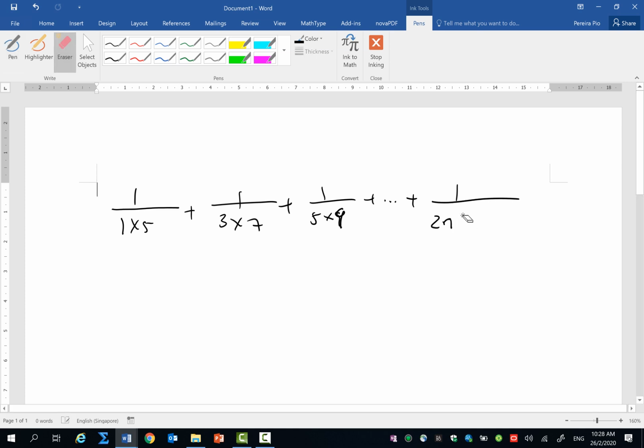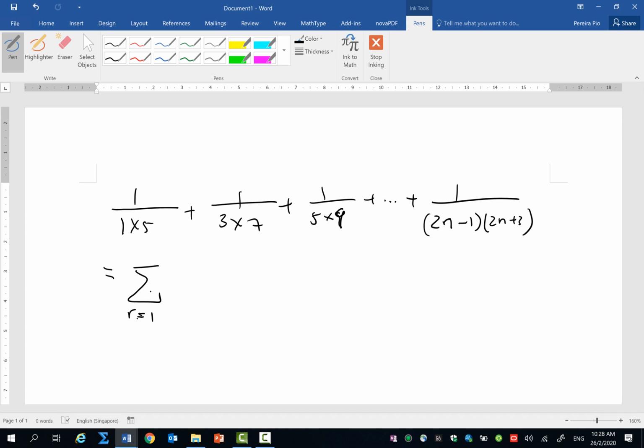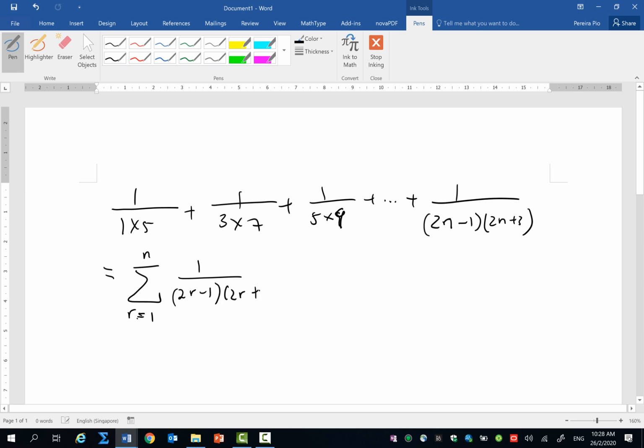Now what would be good here is if you could actually see that this sum could be written as the summation, right? Notice that the last term here is n, so I choose another letter. You could choose i or r, up to you. In this case, I choose r, because you're so used to r. So r equals 1 to n of 1 over (2r minus 1)(2r plus 3).